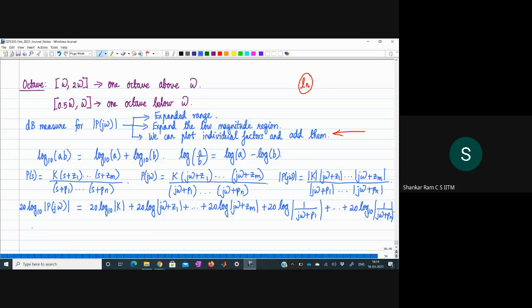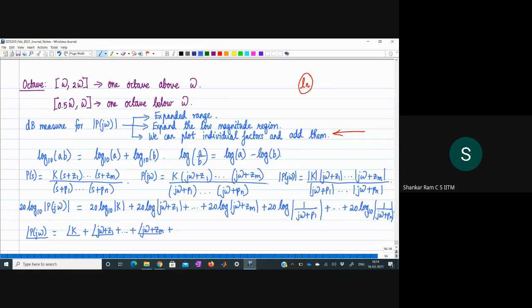Now, if we move to the phase plot, we are going to get something similar. The phase of P of j omega, as we discussed, is just the sum of the phases of the individual factors. So we are going to have the phase of k plus the phase of j omega plus z1 all the way till the phase of j omega plus zm.